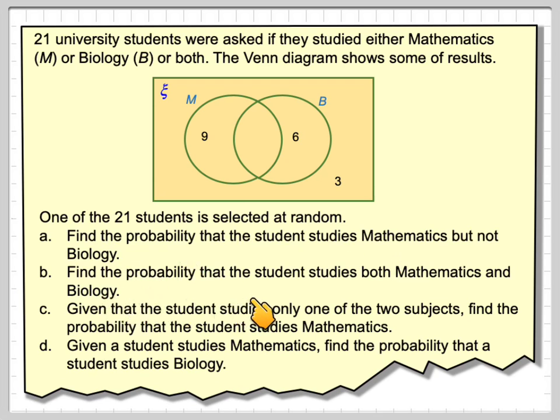Find the probability that the student studies both mathematics and biology. Given the student studies only one of the two subjects, find the probability that the student studies mathematics. Given a student studies mathematics, find the probability that the student studies biology.